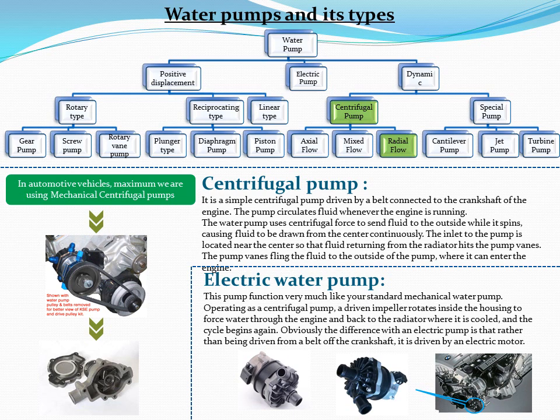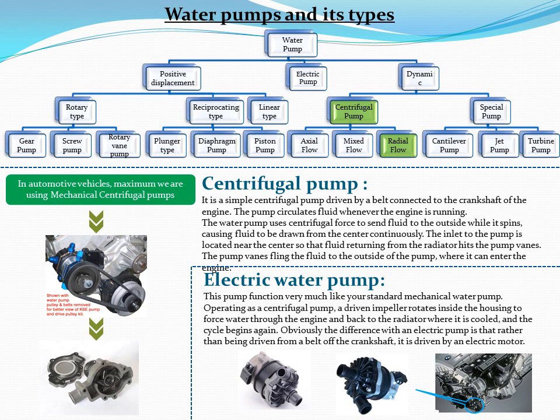The dynamic pump has two types: centrifugal and special. The centrifugal has three types of flows: axial flow, mixed flow, and radial flow. The special pump is divided into three types: cantilever pump, jet pump, and turbine pump.